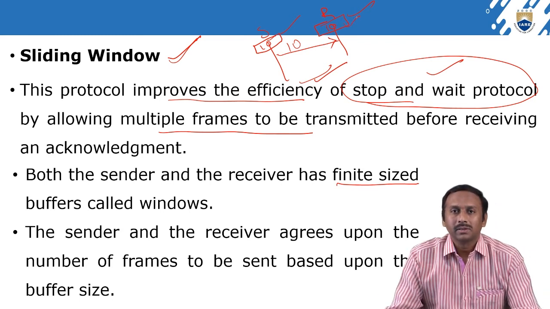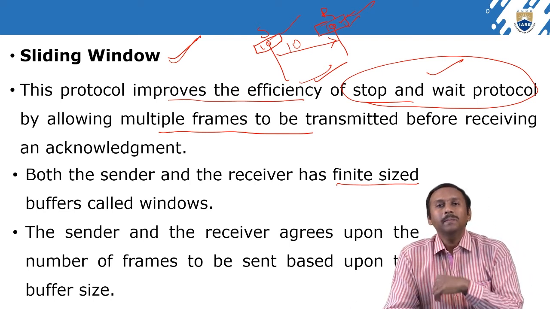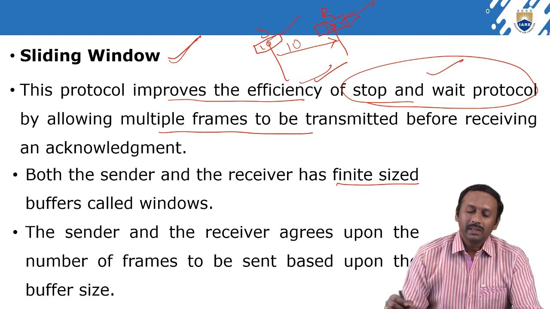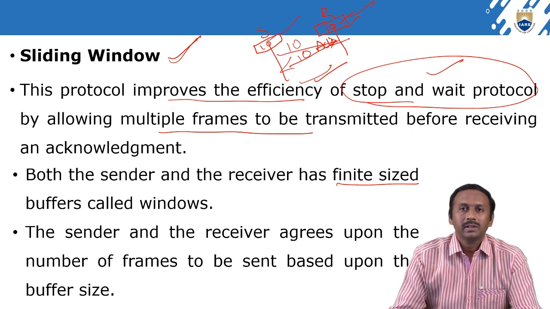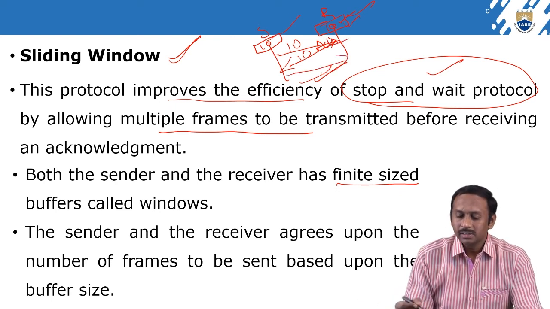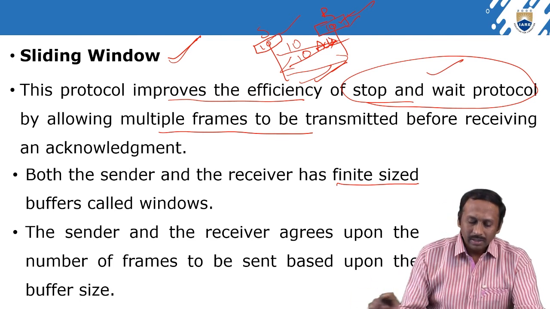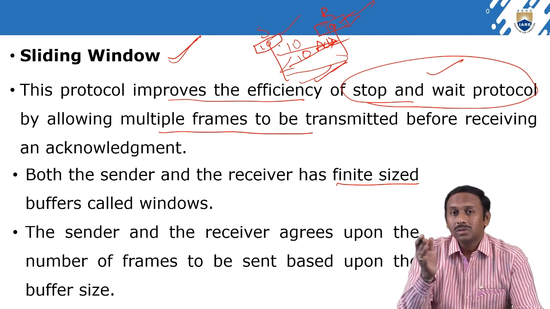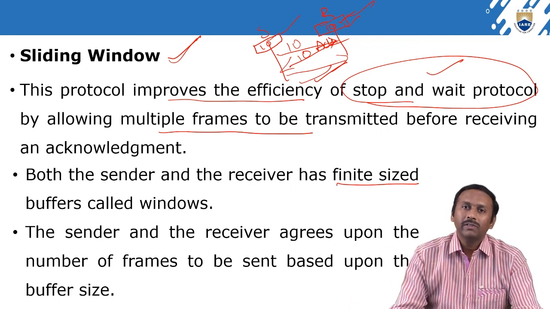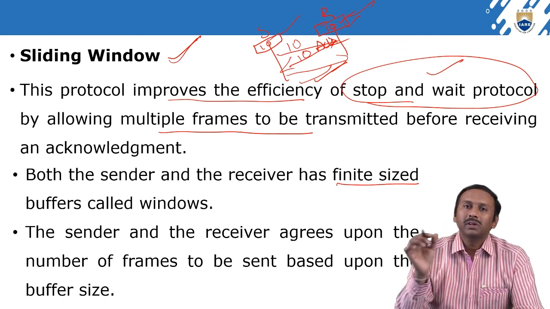The receiver has the same finite size. This receiver also has a 10 frames buffer size, so the receiver will store the 10 frames at a time, and then send the acknowledgement for the 10 frames, right? After receiving the acknowledgement, the sender will send the next 10 frames. Like this, the transmission takes place. The sender and receiver agree upon the number of frames to be sent based upon the buffer size, isn't it? That means before starting the transmission itself, the sender and receiver settle on one particular finite size.